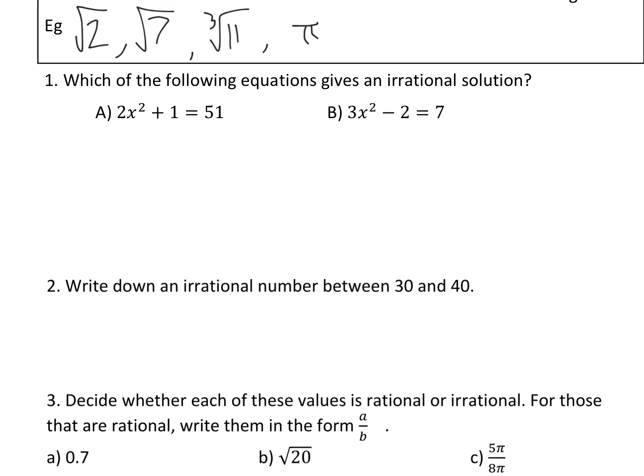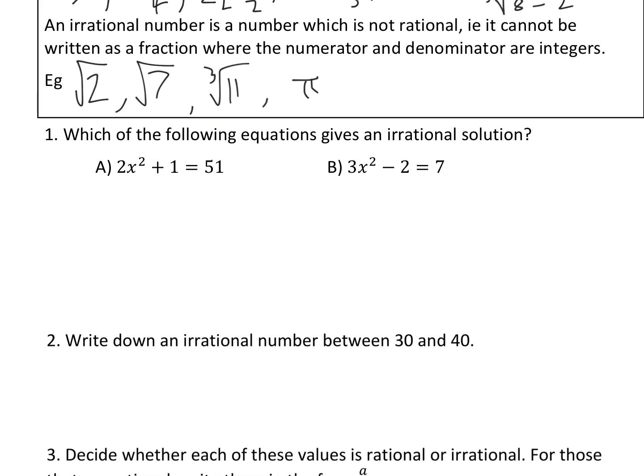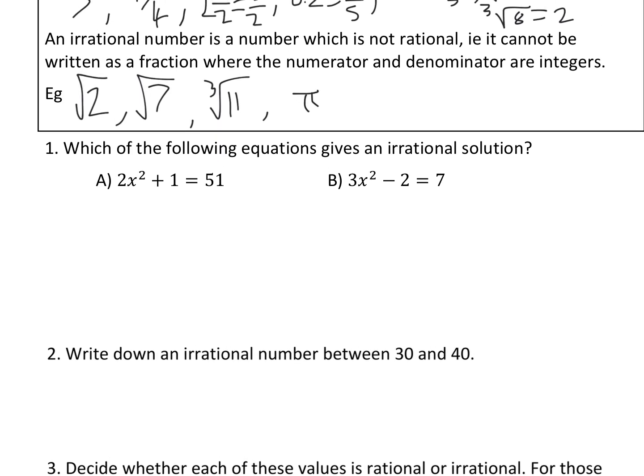Number 1. Which of the following equations gives an irrational solution? In this case, you sort of need to just solve them and you'll find out. So in the first one, I'll take 1 from both sides. 2x squared plus 1 is 51, so 2x squared would be worth 50. Can divide both sides by 2 to get that x squared is 25. And then x is the square root of 25, which is 5.